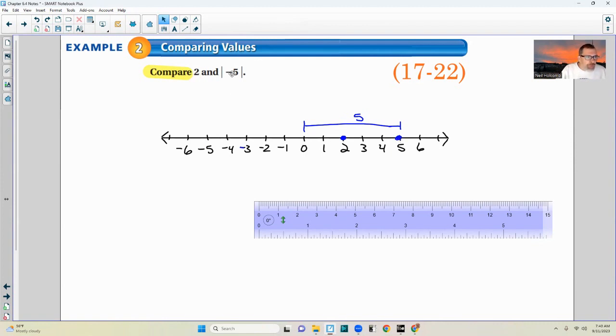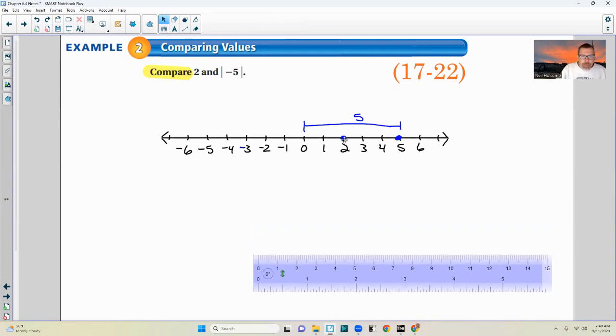And we're comparing 2 and the absolute value of -5, which means compare 2, which is 2 away from 0, and -5, which is 5 away from 0. So now we have the point 2 and 5. Hopefully that makes sense to you. Because the absolute value of -5 equals 5. That's why I graphed this point. So now I want to know how far is it from 2 to 5, and the distance is 3.